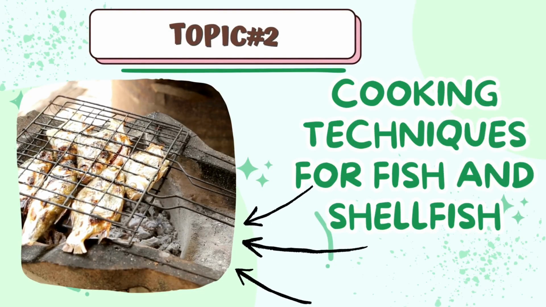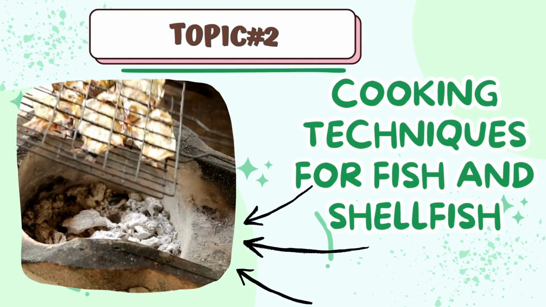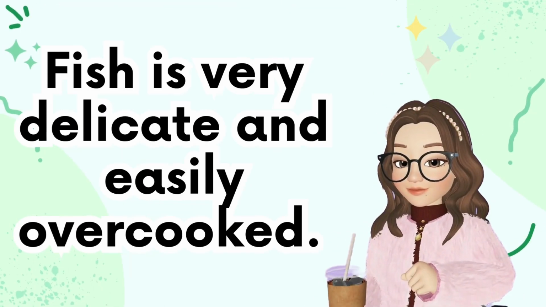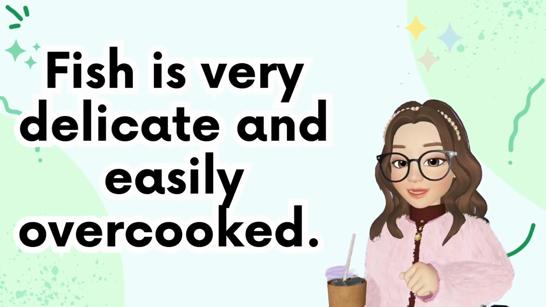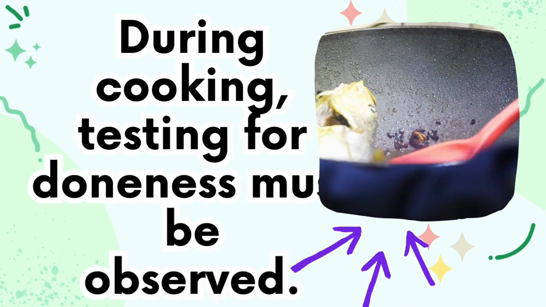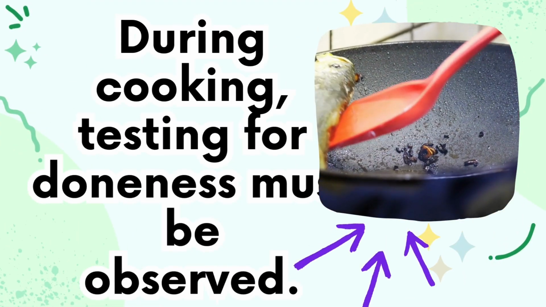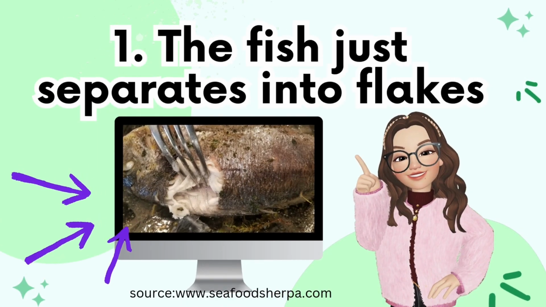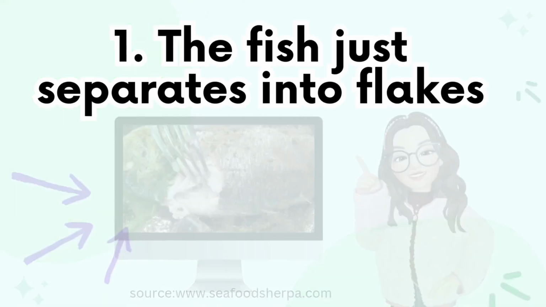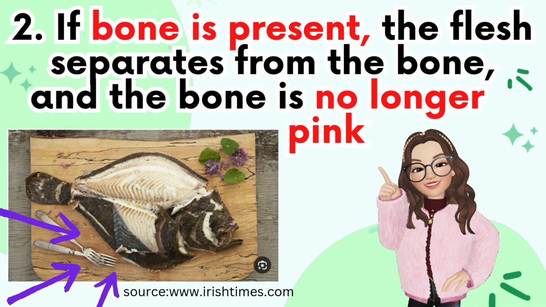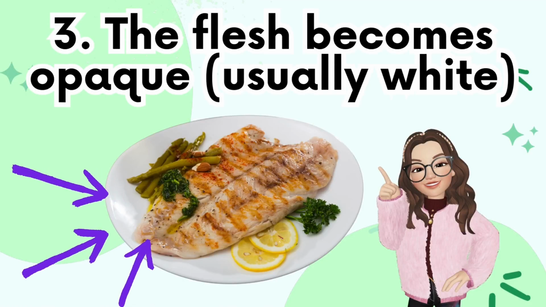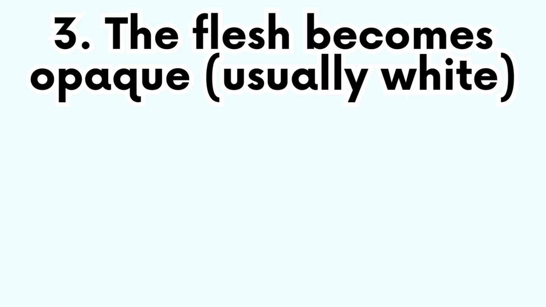Topic number 2. Cooking techniques for fish and shellfish. Fish is very delicate and easily overcooked. During cooking, testing for doneness must be observed. Number 1. The fish just separates into flakes. Number 2. If bone is present, the flesh separates from the bone and the bone is no longer pink. Number 3. The flesh becomes opaque, usually white.